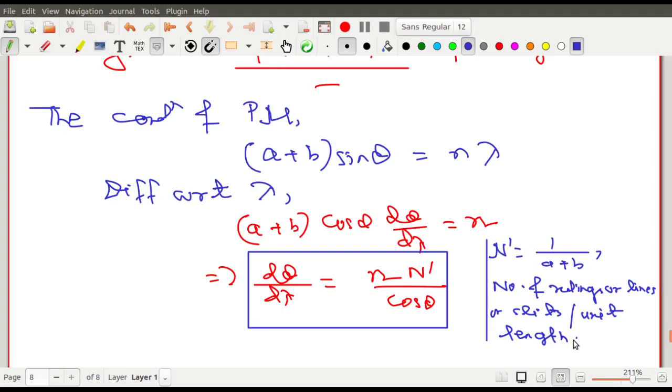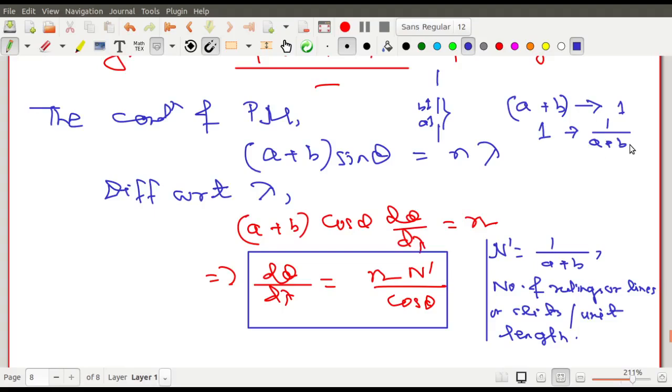ঠিক আছে, পার ইউনিট লেন্থে কতগুলো আছে, কি করে পেলাম এটা বলো তো? a plus b মানে কি, within a plus b how many slits are there? This is a distance and this is b distance. So if I traverse a plus b this distance, how many slits do I encounter? a থেকে b পর্যন্ত গেলে কটা স্লিট পাই বলো? একটা স্লিট পাই. From a plus b I get one slit. So for unit distance if I move, how many slits I will get? 1 divided by a plus b. That is what I say.